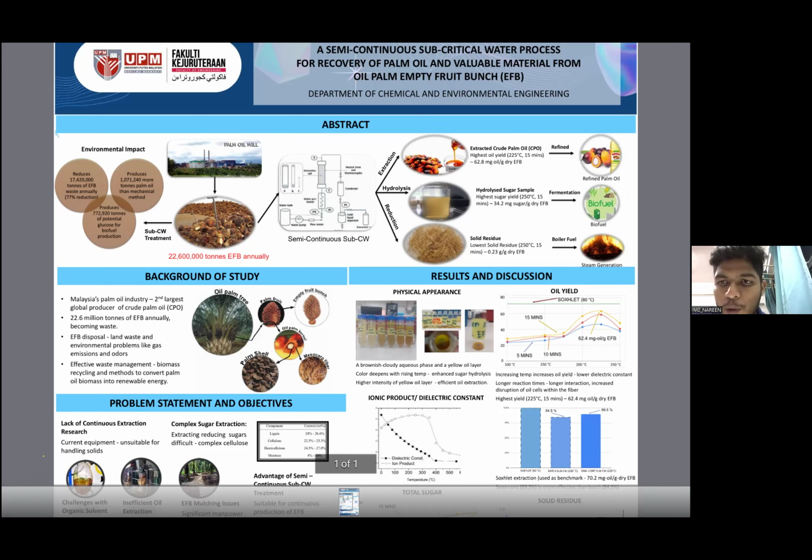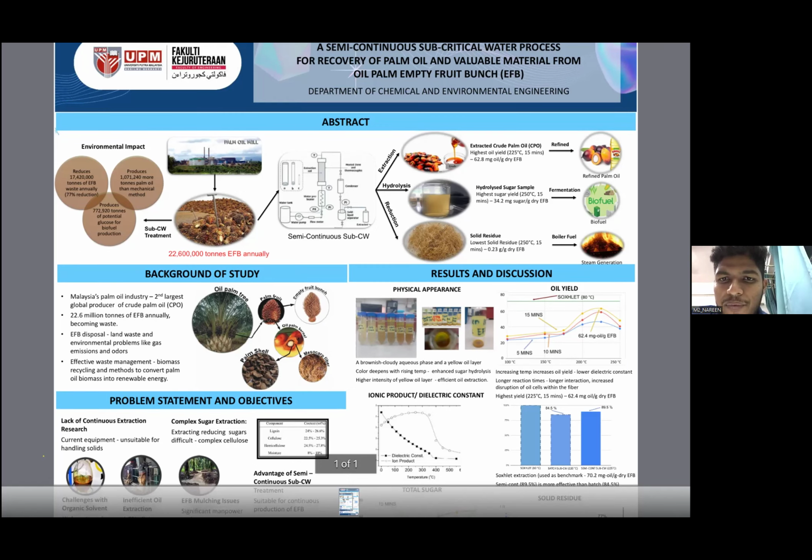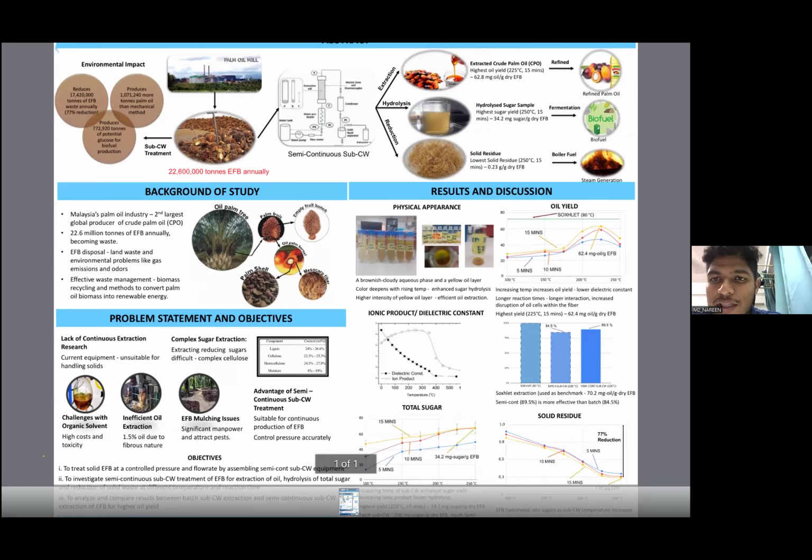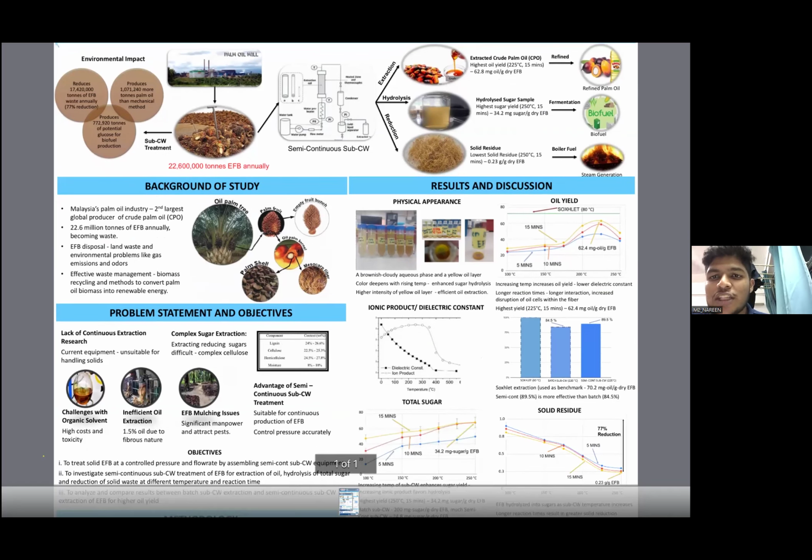Moving on to the problem statement and objectives. The main problem that we are facing here is the complex sugar extraction. The EFB is made up of complex cellulose, which makes extracting reducing sugars very difficult. On top of that, many researchers have found an efficient way to extract oil from the EFB, which is organic solvent. But organic solvent is very expensive and toxic to the environment.